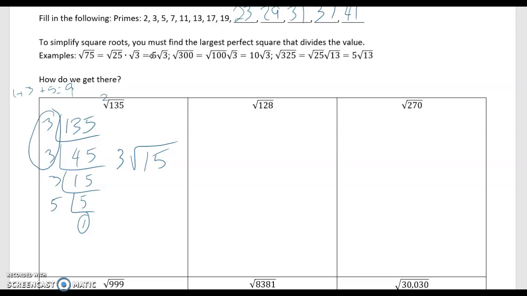Now the reason why this works is because the square root of 135 is the same as the square root of 9 times the square root of 15. Okay? But this process helps us to identify what that value is going to be. Okay? Let's try 128. 128 is divisible by 2. It turns out it's going to be divisible by 2 a lot.